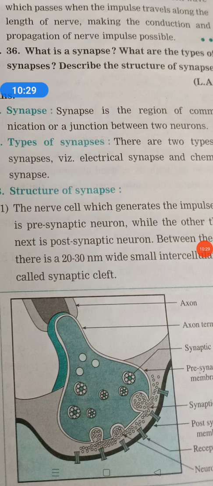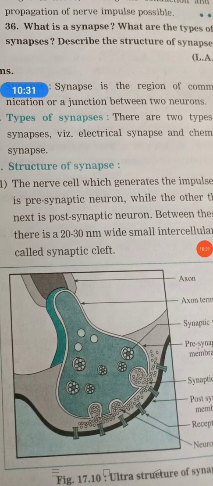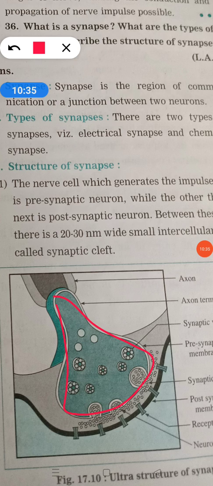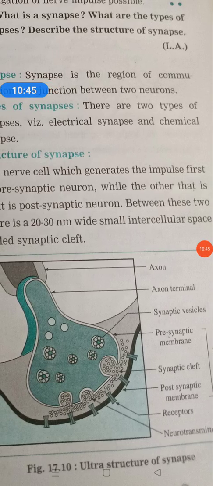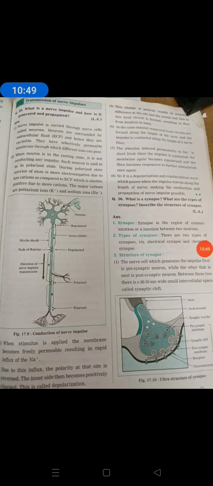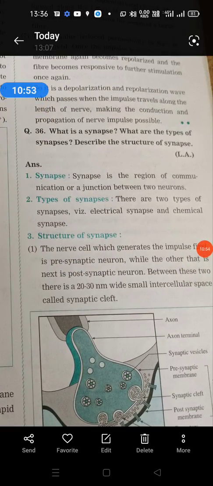The neuron which carries the impulse first is called the presynaptic neuron. The one which carries the impulse second is the postsynaptic neuron. Between these there is a synapse, or synaptic cleft. The presynaptic membrane contains the synaptic button or bulb. The synaptic button or bulb contains synaptic vesicles which are filled with neurotransmitter.